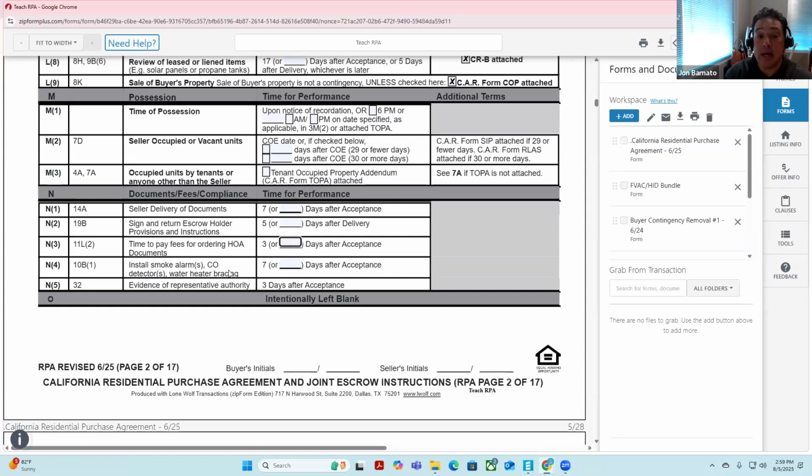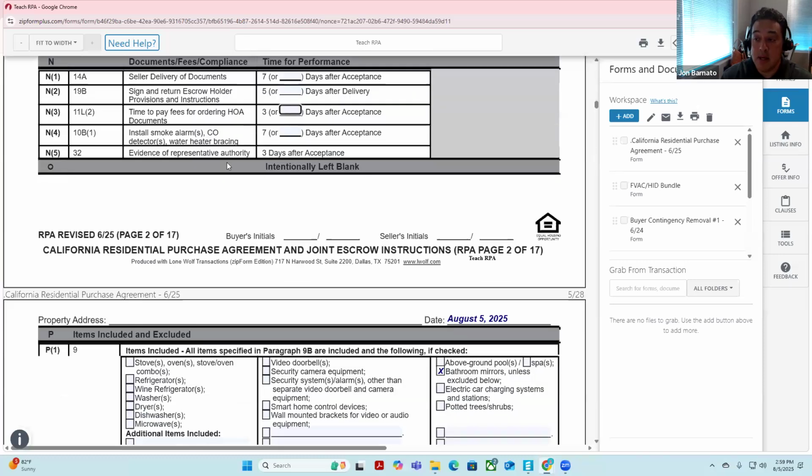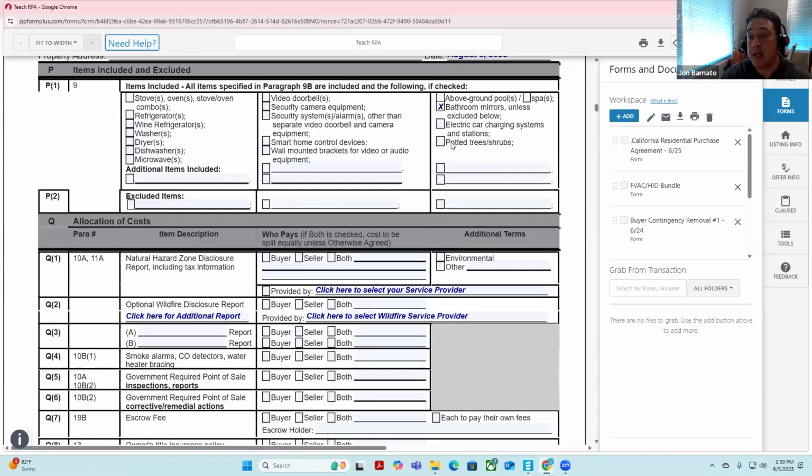Water heater bracing is double brace. Depending on where the water heater is located, the bracing is different, so you would consult your inspector on those. This is just saying that the seller will have those up to code within 7 days after acceptance. Okay.